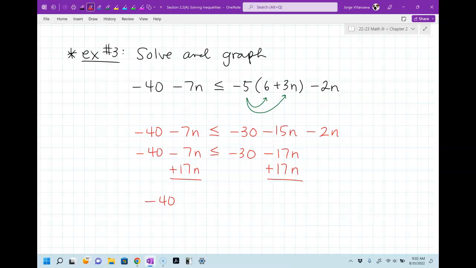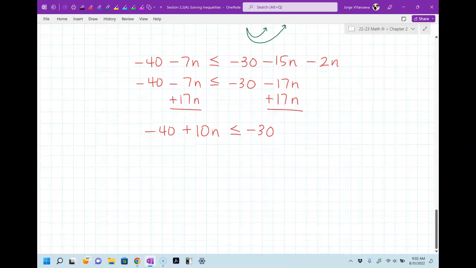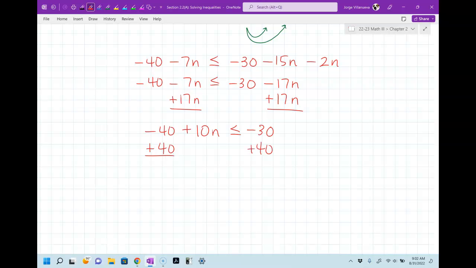So I get -40 plus, what is that? Yeah, it's 10, right? 10n. Less than or equal to -30. Notice I didn't have to flip anything because I'm not multiplying or dividing by negative numbers yet. Next thing, let's get that -40 and throw it over to the right side. So we'll add 40 on both sides. So -30 plus 40 is 10. Thank you.